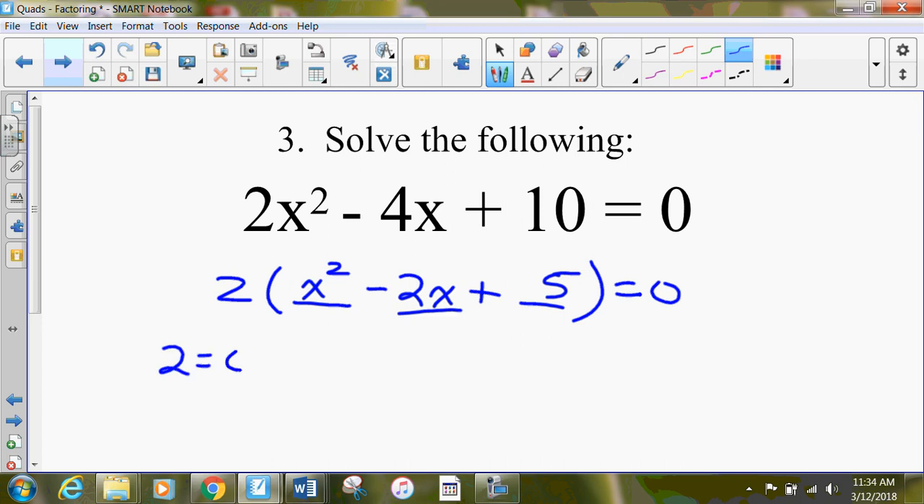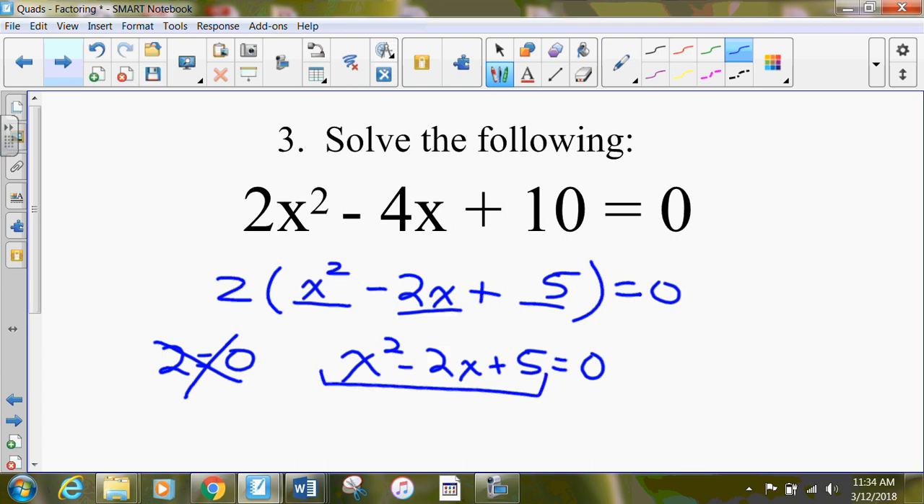All right, so then we'd set this up. We'd get something ridiculous. 2 equals 0? I think not. We're not going to get a solution from that. But then we have x squared minus 2x plus 5 equals 0. We don't have a method yet for solving this type of equation, but I wanted to introduce you to it because it gives you an idea that there's more to learn when solving quadratic equations.